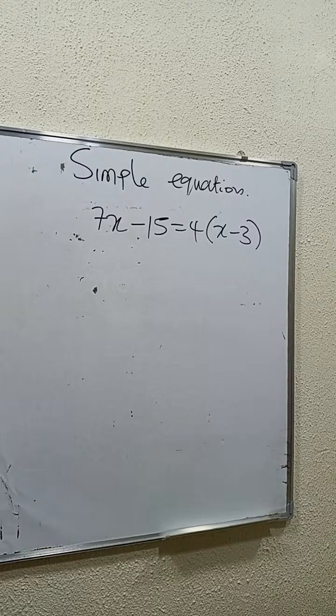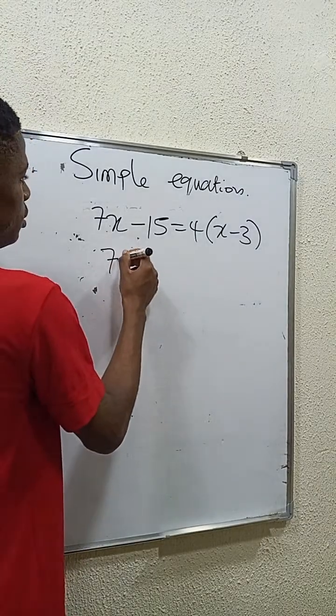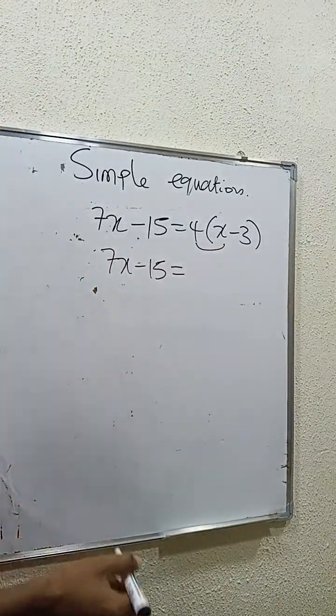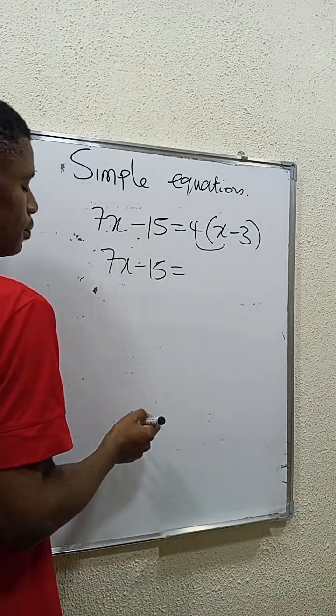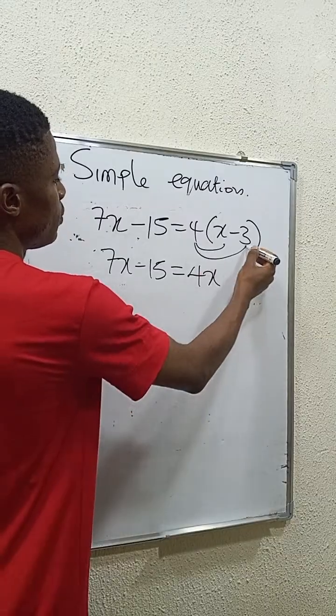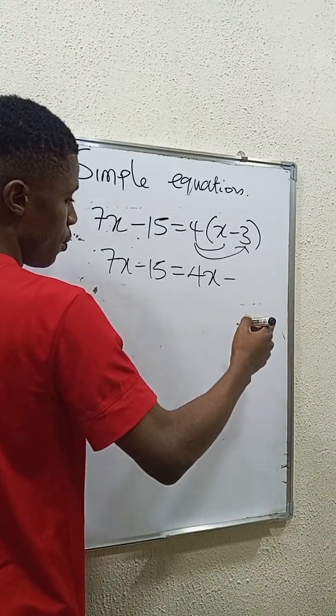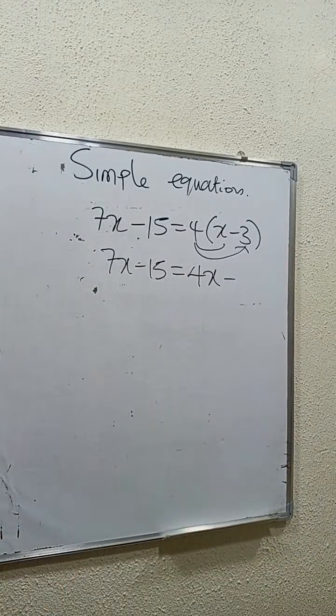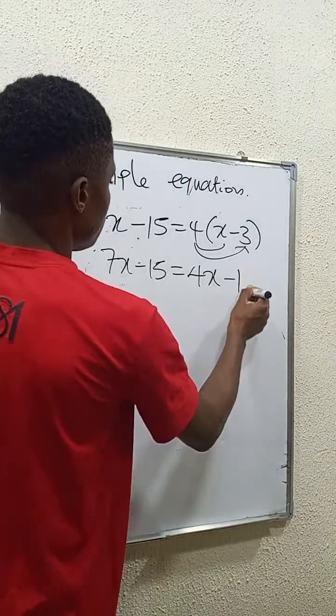4 into this. So all we need to do is that 7x minus 15 should be equals to 4 times x, which is 4x. What is 4 times 3? 4 times 3 is 12. You have it as 12.